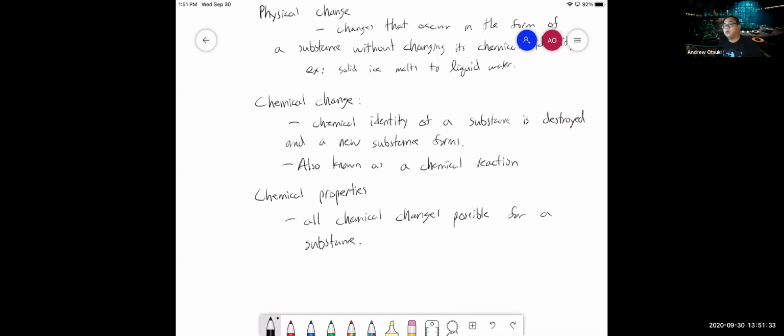So they refer to things like a change in color, a difference in smell, the evolution of gas or heat, which usually indicates a chemical change. But don't confuse that with the evaporation of a liquid to a gas. That's not a chemical change. That's a physical change. Those can be confusing as well.